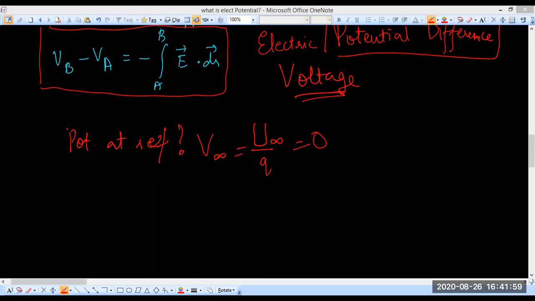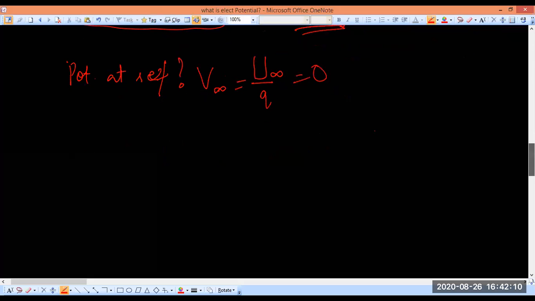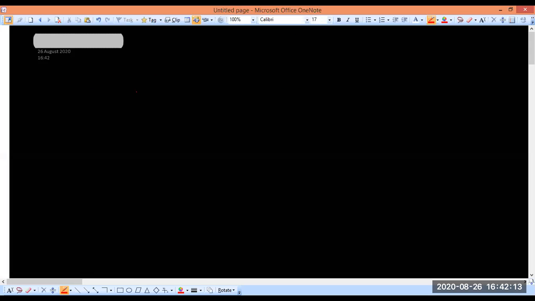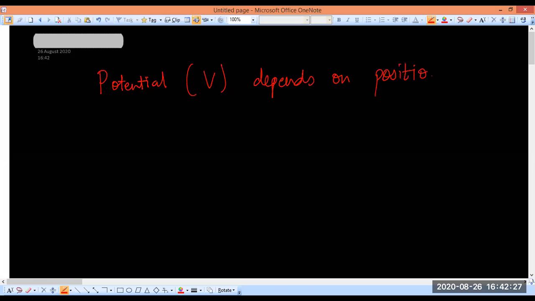Okay, now we are going to talk about some very important points, right? Which are all related to conservative force. Okay, let's start. Potential, that is V, depends on position, right? I hope that is clear. At different place or at different position, the potential is also different, right? Okay, and it also depends on what kind the field is, right?